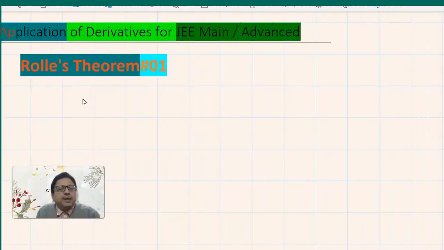Hello everyone. I think all of you are getting ready for the forthcoming JEE examinations: JEE Main, JEE Advanced, WBJEE, and BITS Pilani.